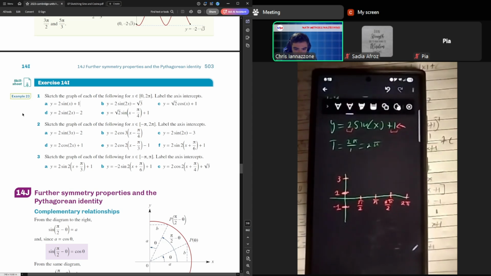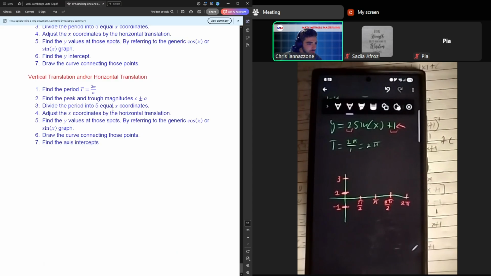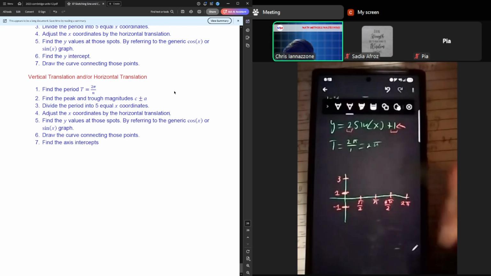Next up, we've got step 4 there. Do we need it? Yeah, correct. Nothing. No horizontal translation. All right. Next up, finding y values. So yes, starting from 0, do the dots. Absolutely. So given that it's sine, what should the y value be at x equals 0?